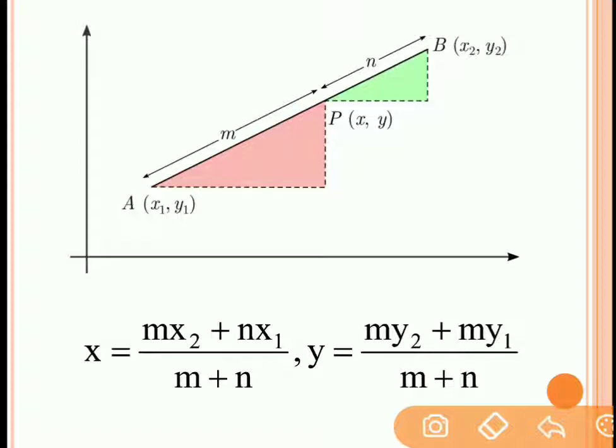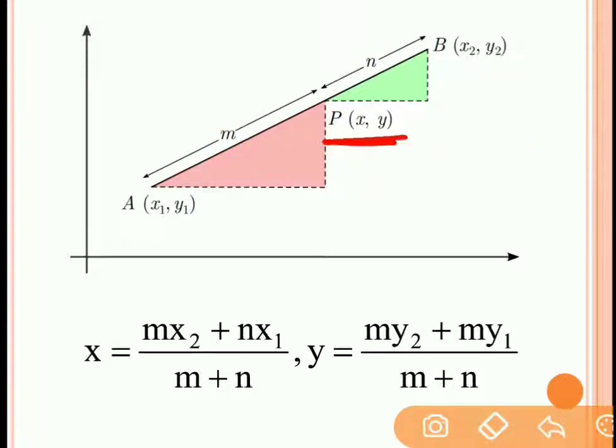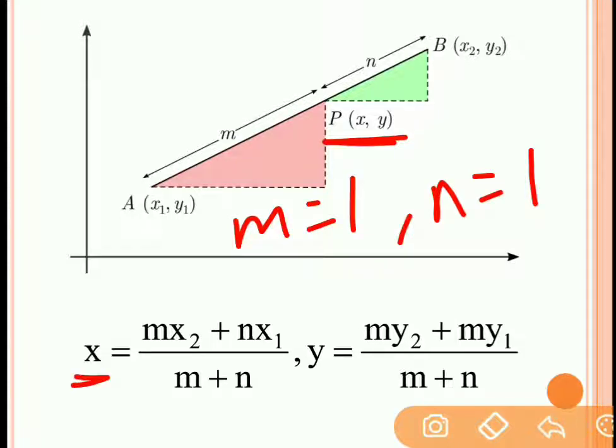Now remember that if point P is the midpoint of AB, then the value of m and value of n will be equal. If we take the ratio of m is to n, it will be 1 is to 1. So if the point P is the midpoint of A and B, then the value of m is to be taken as 1 and the value of n will be taken as 1. If you take m and n as 1, then you will get the x coordinate as (x1 plus x2) divided by 2 and the y coordinate as (y1 plus y2) divided by 2. So for the midpoint, m will be 1 and n will be 1.